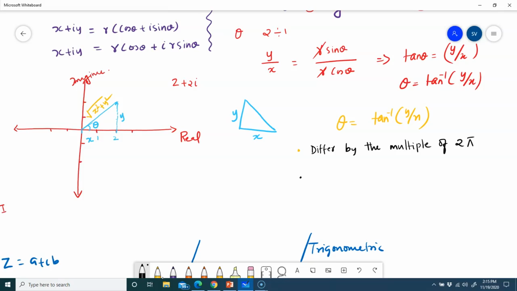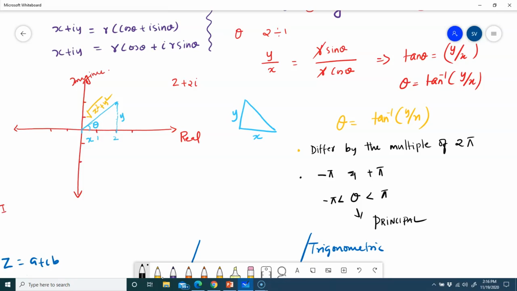And the second thing is, even though we have values differing by multiples of 2 pi, we will have one value lying between negative pi and positive pi. That value of theta, between negative pi and positive pi, is called the principal value. Sorry, my handwriting is not looking good there. Principal value.